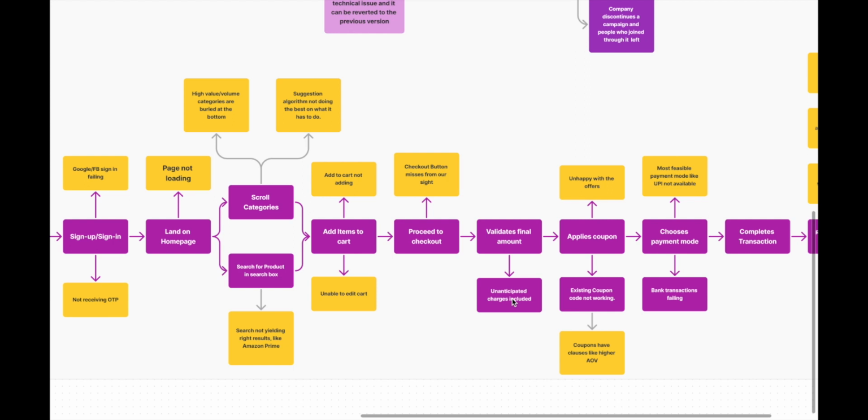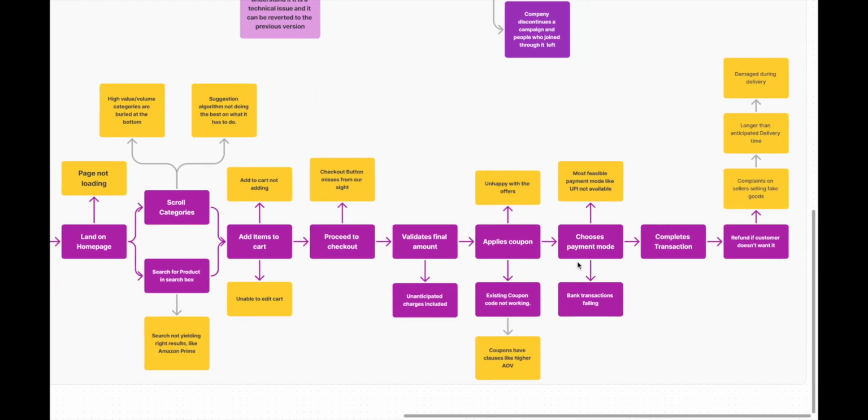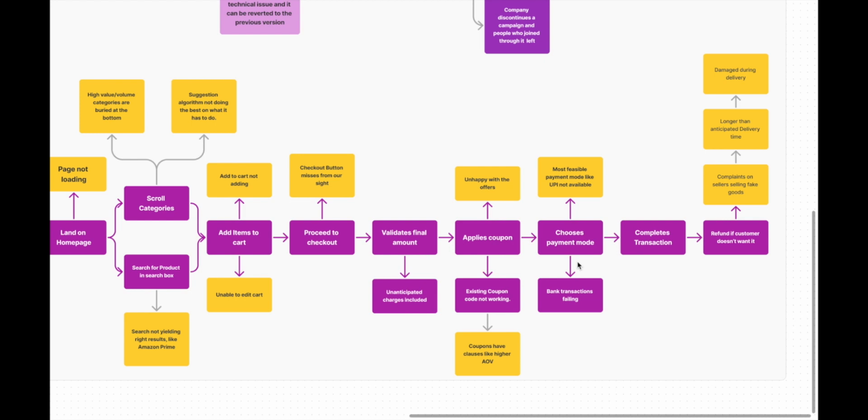And if that is also not a reason, they go on to apply coupon. Here, usually people proceed the transaction if there's a coupon that is available to them, decreasing that final price. If the person is unable to use the existing coupon that they have, maybe they'd have got it free somewhere and they're trying to use it, or if the coupons have a terms and conditions clause, like you'll have to purchase for about X amount before applying this coupon, otherwise it wouldn't be movable, or if the customers are unhappy with the offers. If any of these three happens, they're going to stop right there.